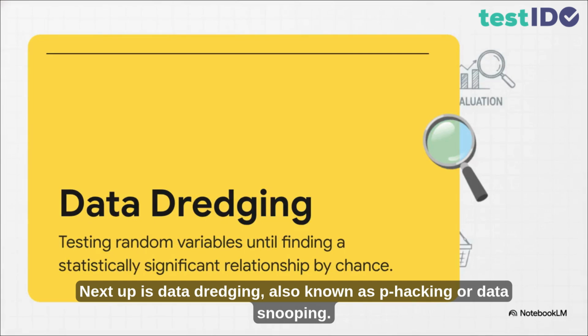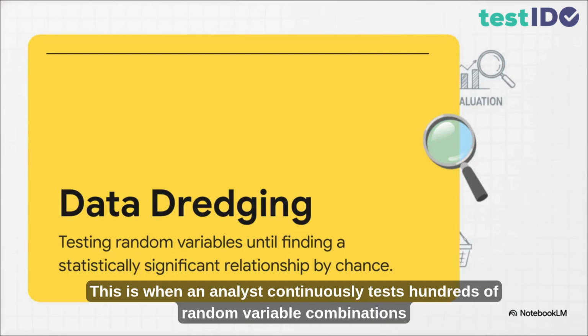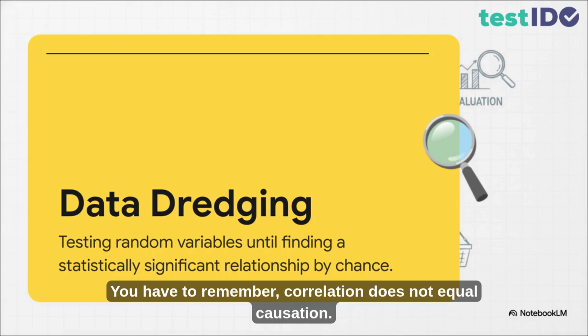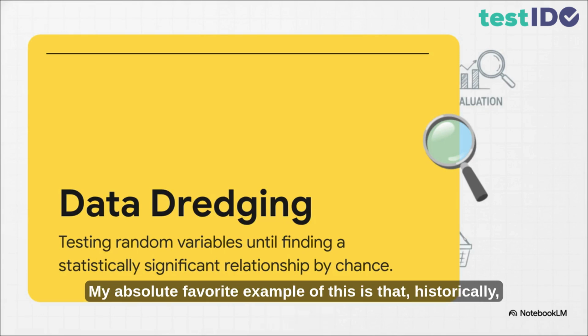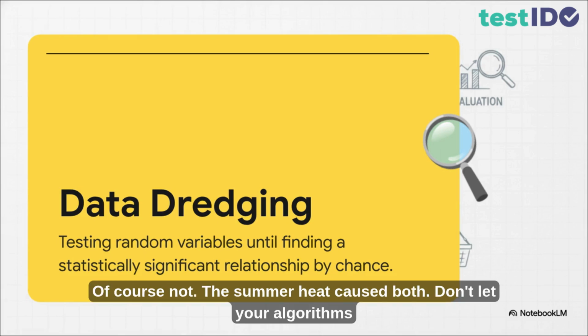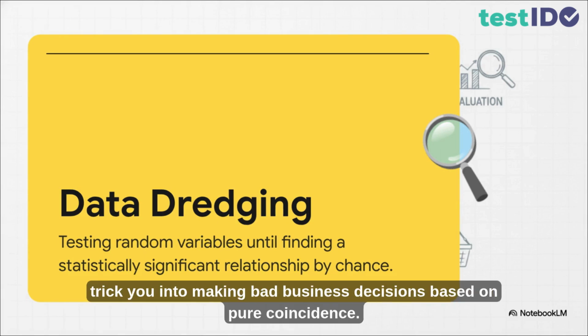Next up is data dredging, also known as p-hacking or data snooping. This is when an analyst continuously tests hundreds of random variable combinations until they finally find a statistically significant relationship purely by accident. You have to remember, correlation does not equal causation. My absolute favorite example of this is that, historically, ice cream sales and swimming pool drownings both rise at the exact same time. Did the ice cream cause the drownings? Well, of course not. The summer heat caused both. Don't let your algorithms trick you into making bad business decisions based on pure coincidence.